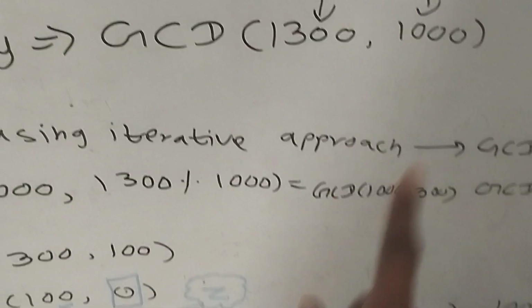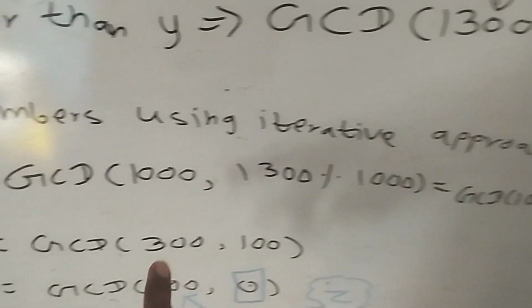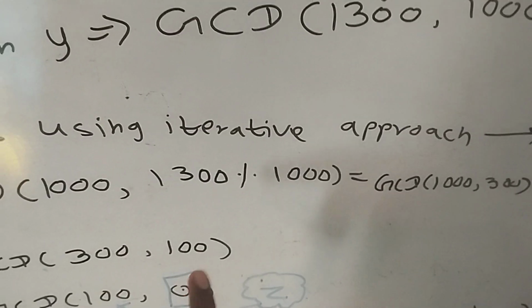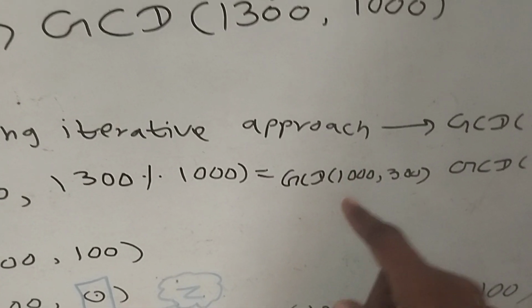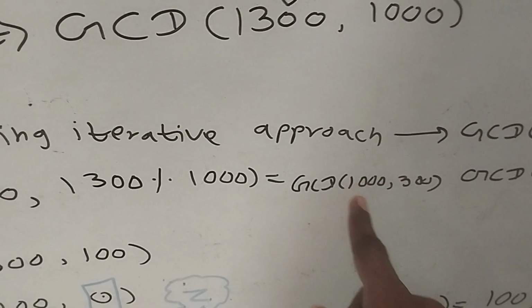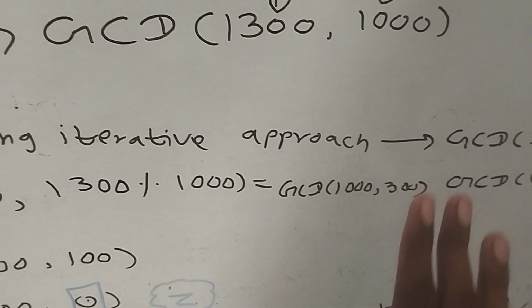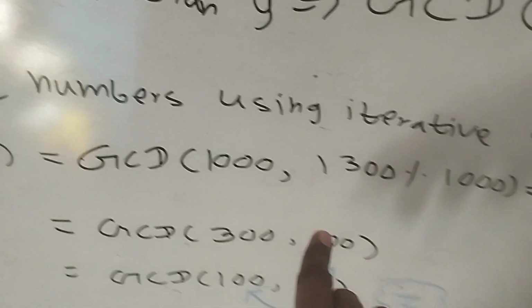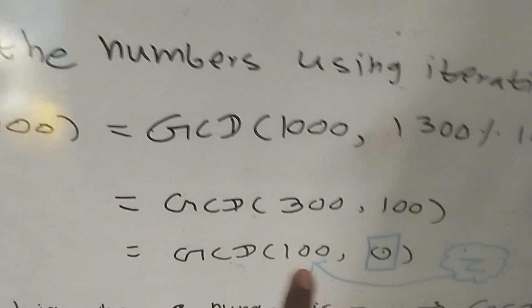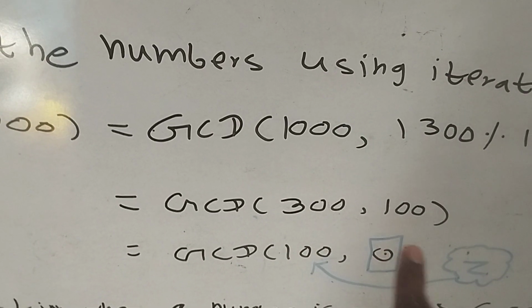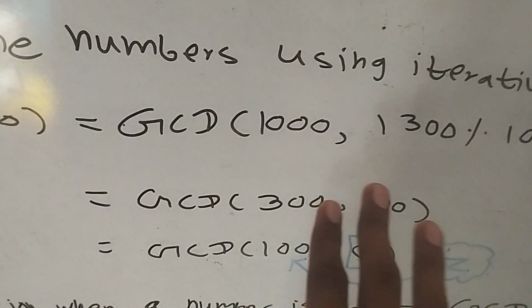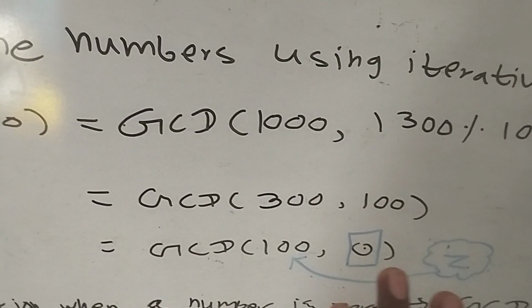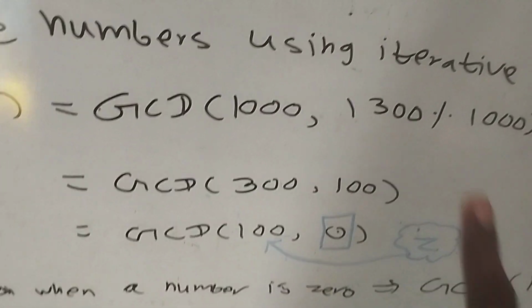For the first position, we'll take the second one, so the GCD of 300, and for the second position we'll get the remainder of 1000 when we divide it by 300. We know 1000 can be divided by 300 three times, and there will be a remainder of 100. So that's the second step. If you do it again, you'll get the GCD of 100 and 0, because 300 can be divided by 100 completely, so that's why it comes to 0.